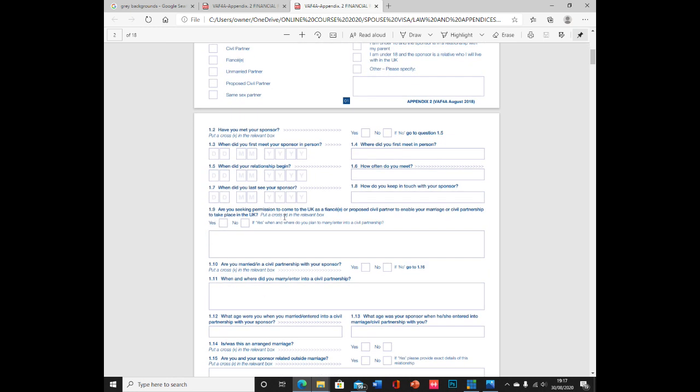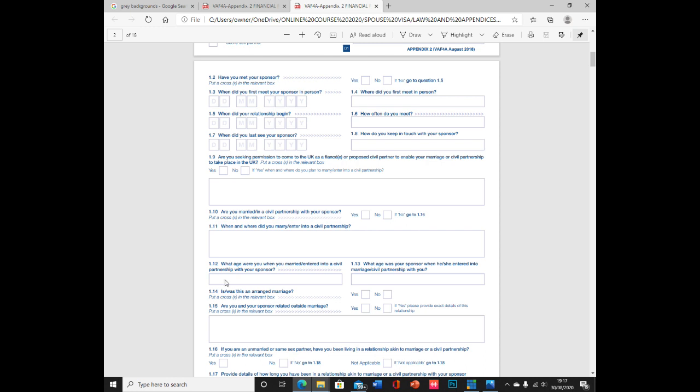1.9, are you seeking permission to come to the UK as a fiancé or proposed civil partner? If this is the case, say yes, otherwise no. Are you married with your sponsor? So yes. When and where did you marry? 1.11, you will need to show when and where you married.